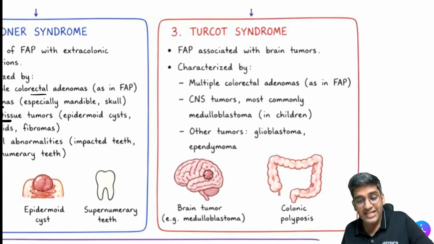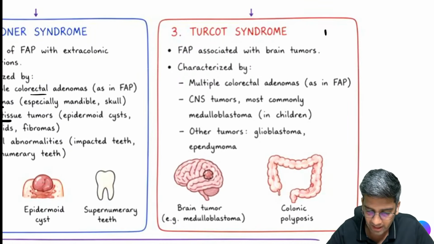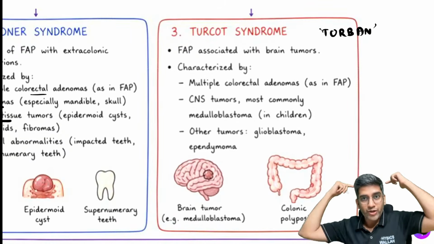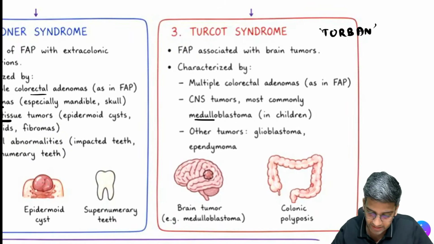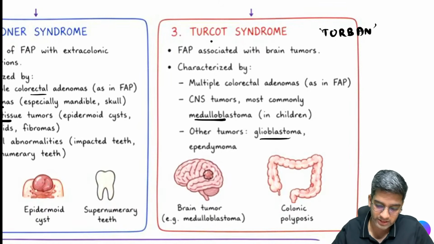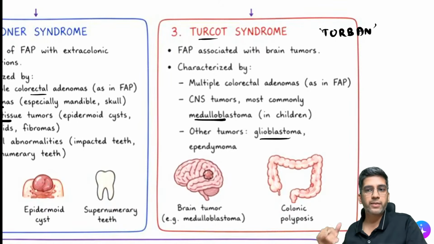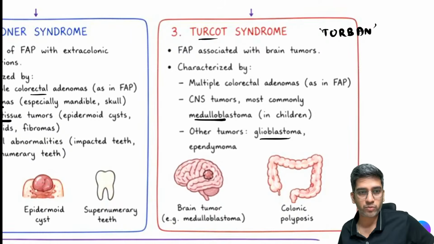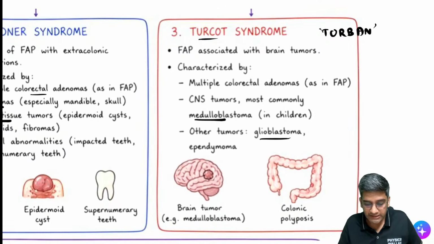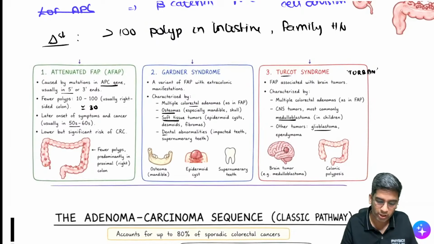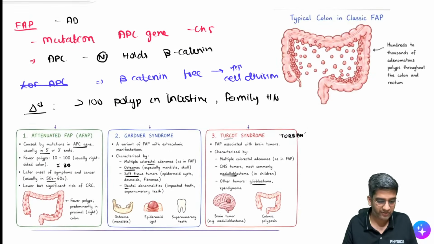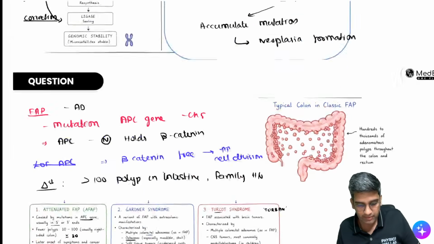I remember Turcot as turban. I don't know why it comes to my mind. Turcot is equal to turban for me, right? So the head is involved, brain. CNS tumors, medulloblastomas, glioblastomas, think of Turcot. Along with FAP, brain tumors, you want to think of Turcot syndrome, right? Perfect. So these are the three variants of FAP. You have normal FAP and the variants of FAP as well, right? That is the next subdivision of the essay.